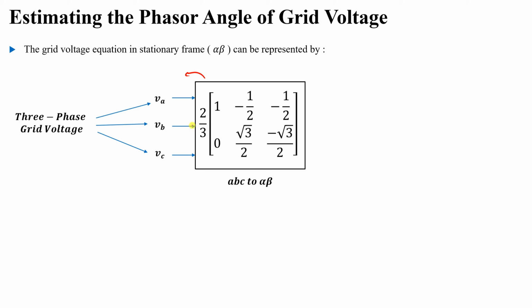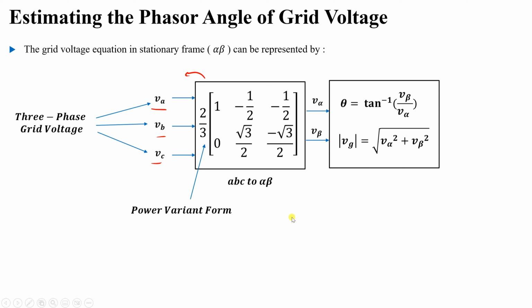And remember, here I'm using the power variant transformation. Why? Because I'm not considering the power. What is important for me is the magnitude of these voltages. I'm looking for the magnitude of the voltage, as you will see right now. So we use the power variant transformation. Now what you will find is that by using this you will have two components, V alpha and V beta, which are the components of ABC in the alpha beta frame.